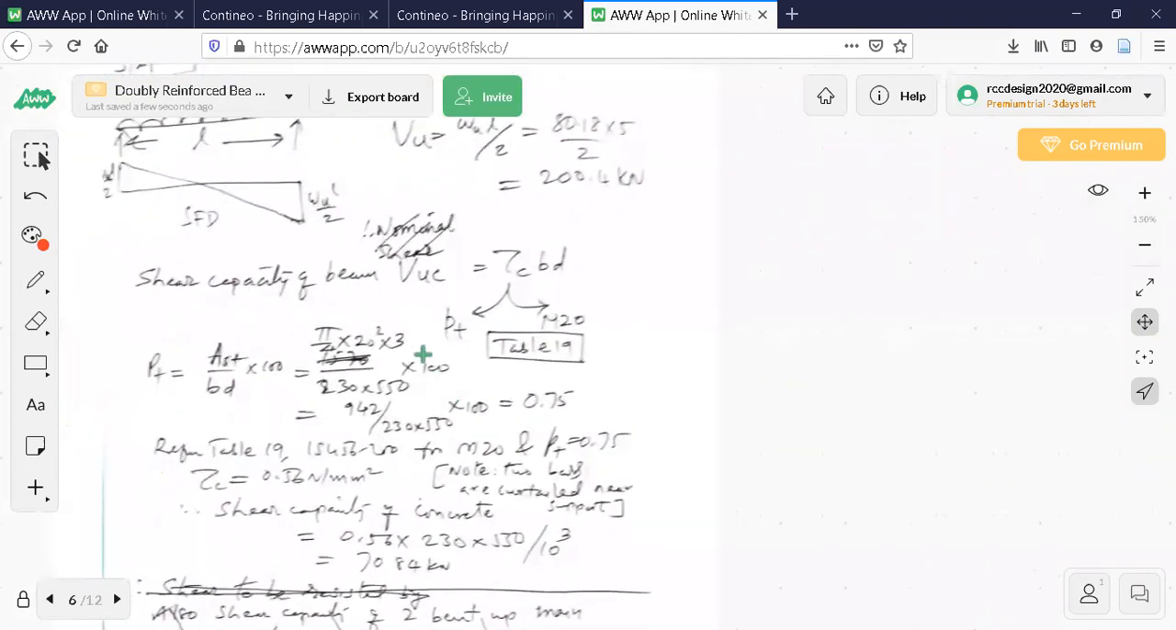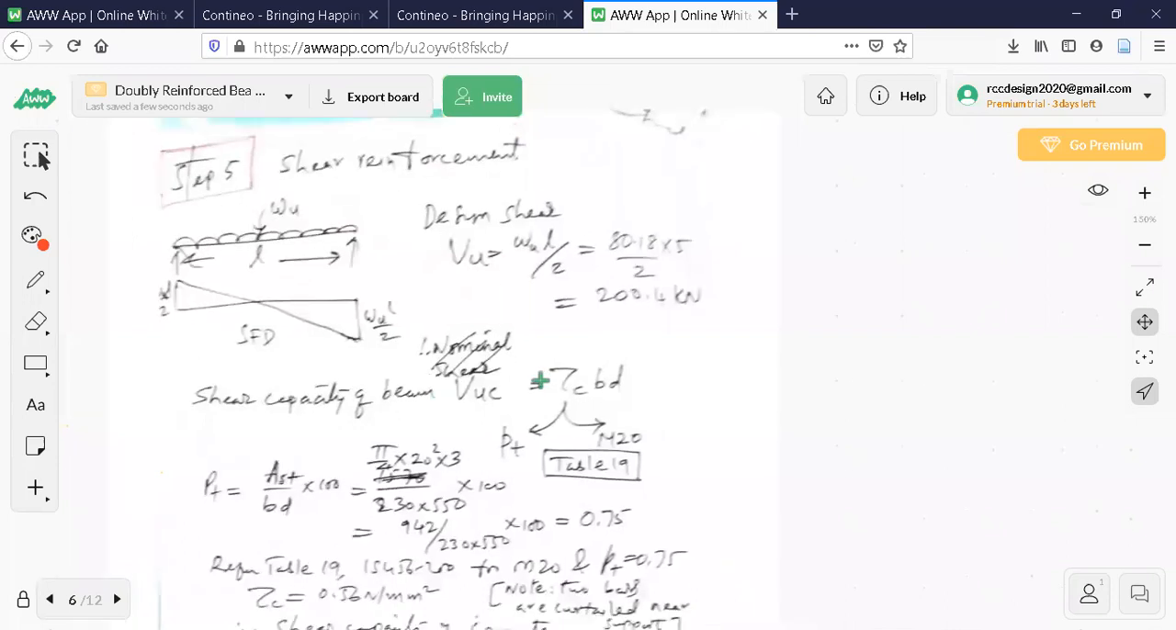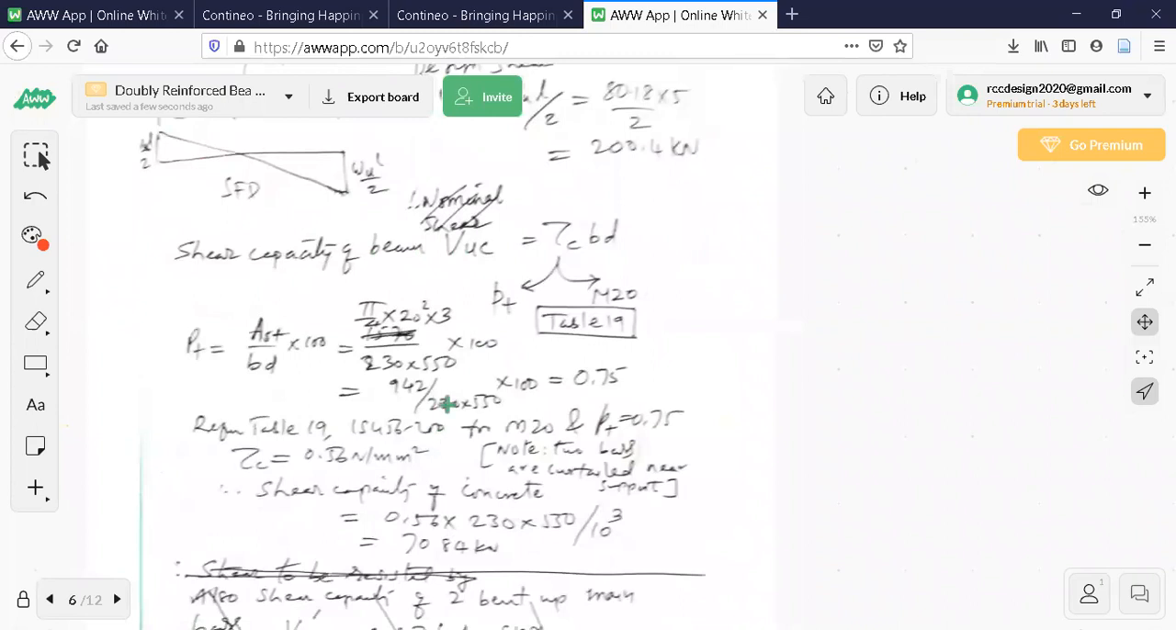Now observe this one. I'm not going to repeat this, because the way you design the shear reinforcement in a singly reinforced beam, the procedure is the same here also. That is, find out Vu, find out the shear capacity of the beam. We use tau c into b d. Tau c depends on pt and the grade of concrete.